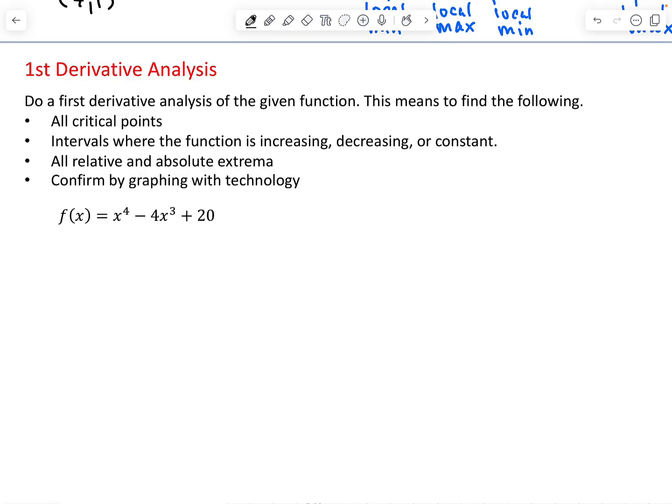Now the domain, I'll use capital D for domain, and a subscript to indicate the function f, and because this is a polynomial, 4th degree, the domain will be all real numbers. There are no restrictions on what x's you can use in a polynomial. Now let's find the derivative. Using the power rule, we get 4x cubed minus 12x squared, and then the 20 will differentiate to 0. Well, the derivative is also a polynomial, so the domain of f prime is also all real numbers.